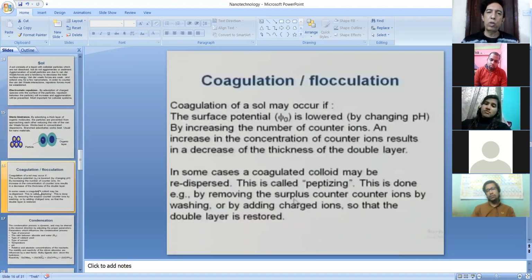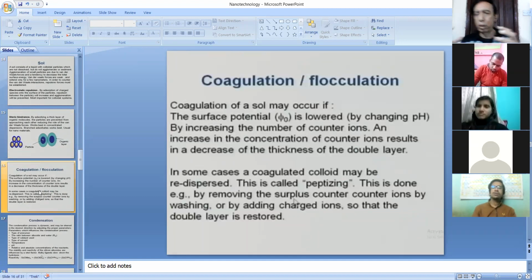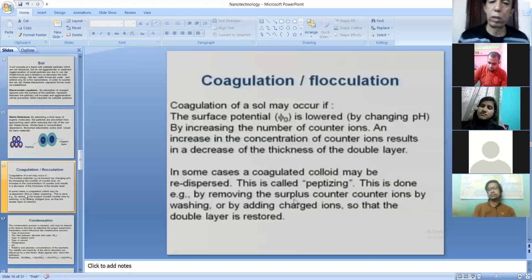Now, next one is coagulation. Coagulation means this type of condensation. Many salt molecules attracted each other to form a big molecule. This is another type of attraction, which is called coagulation.